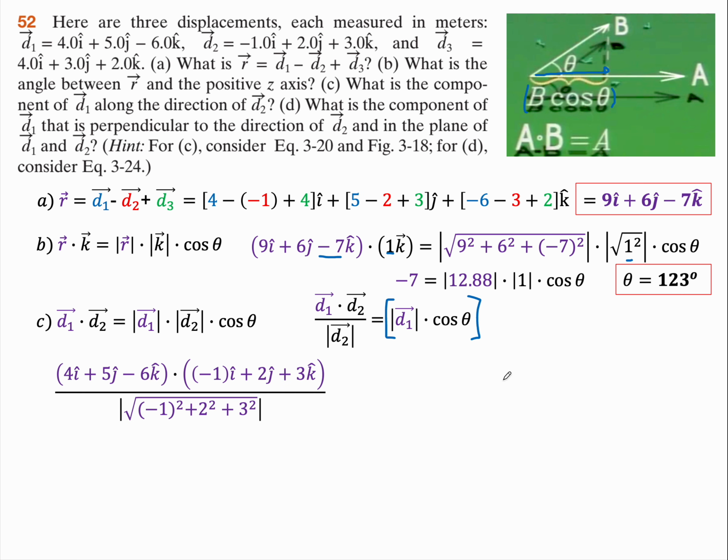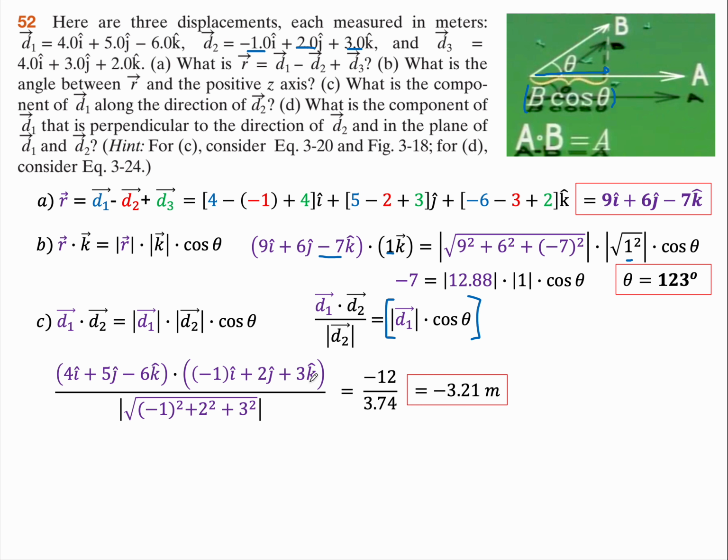Doing that down below here, we get this. And you're like, whoa, magnitude of d2? Yeah, again, remember d2 is negative 1, 2, and 3 up here. And so those magnitudes go down here. The dot product is going to be fairly friendly. Remember, we're just going to do 4 times negative 1 plus 5 times 2 plus negative 6 times 3. If we do that, we get negative 12, and the square root of 14, the one below there, gives us that. Dividing that out gives us our magnitude, negative 3.21 meters.